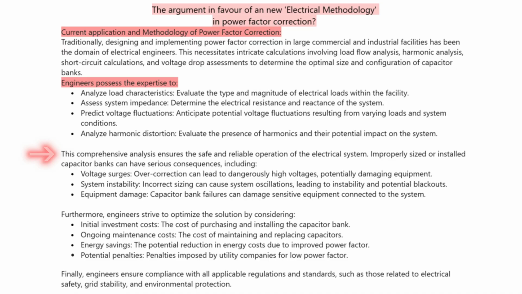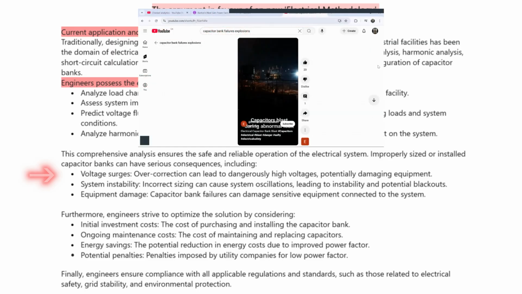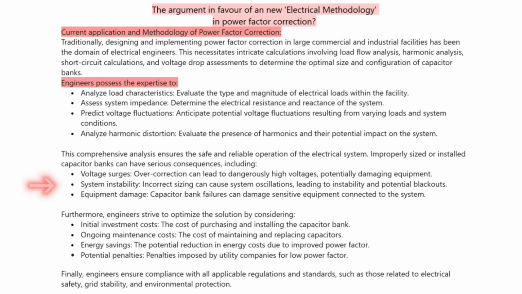Improperly sized or installed capacitor banks can have serious consequences, including voltage surges. Overcorrection can lead to dangerously high voltages, potentially damaging equipment. System instability. Incorrect sizing can cause system oscillations, leading to instability and potential blackouts. Equipment damage. Capacitor bank failures can damage sensitive equipment connected to the system.